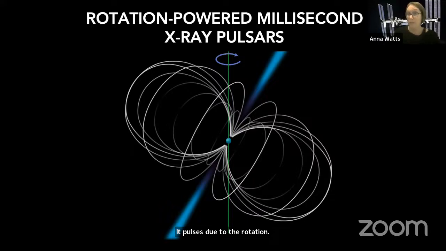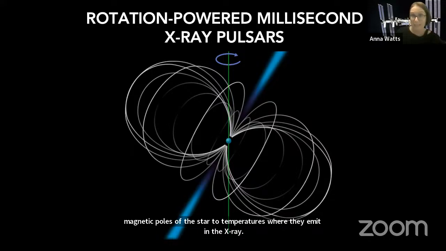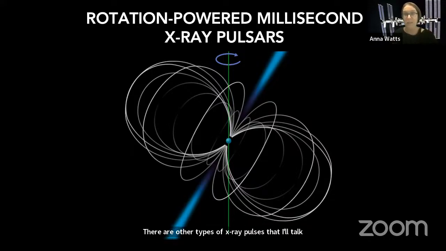from magnetospheric return currents. Neutron stars have very, very strong magnetic fields, although these are some of the weaker ones for neutron stars, perhaps essentially under 10 to the 7 Gauss. But we still have currents flowing in the magnetic field. Basically, these return currents are then heating the magnetic poles of the star to temperatures where they emit in the X-ray. There are other types of X-ray pulses that I'll talk about later, which come from a different mechanism. But essentially, these ones, it's literally just current flowing as the star rotates.